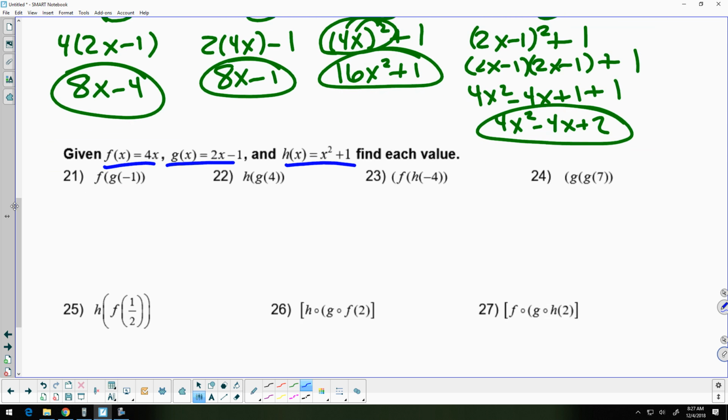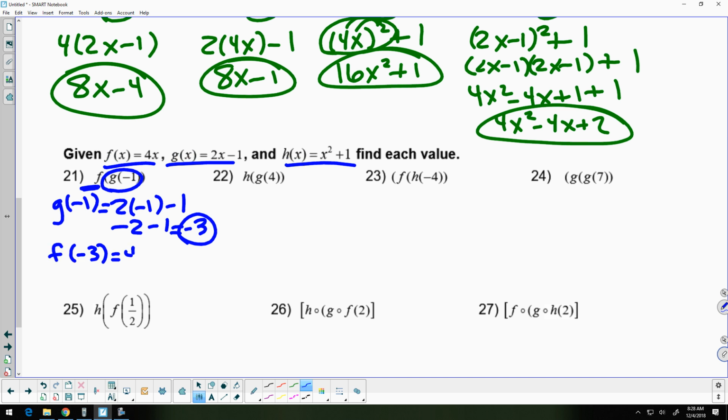If we want f of g of negative 1, again, start with g of negative 1. So plugging negative 1 into g, you have 2 times negative 1 minus 1. So negative 2 minus 1, you get negative 3. Now plug that into the outside, which is f. So now we want to find f of negative 3. So 4 times negative 3, final answer, negative 12.